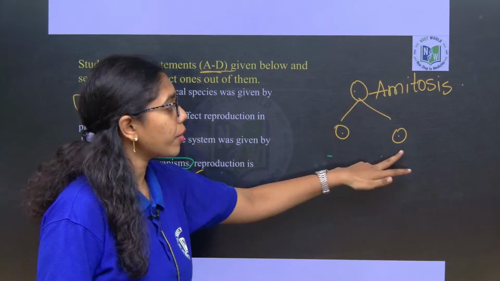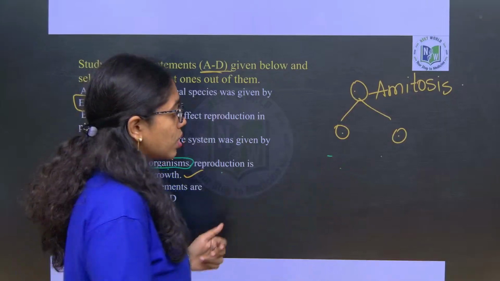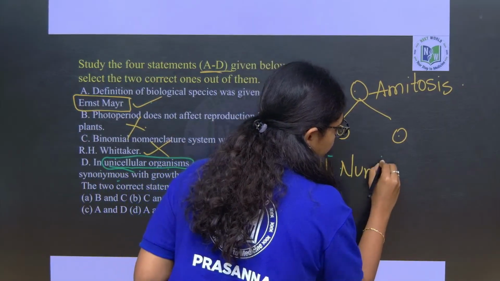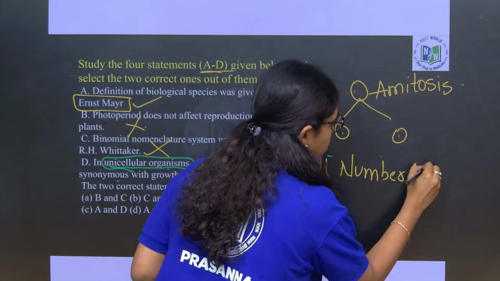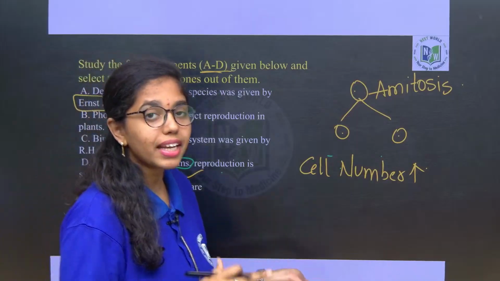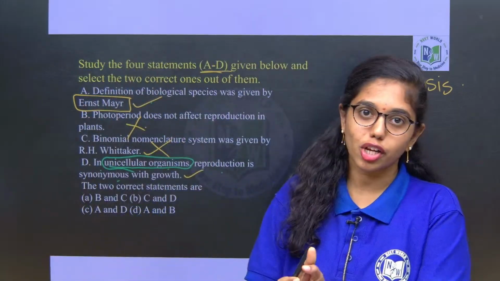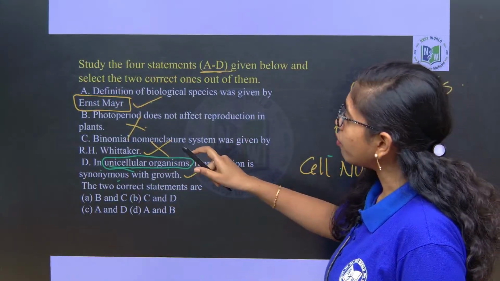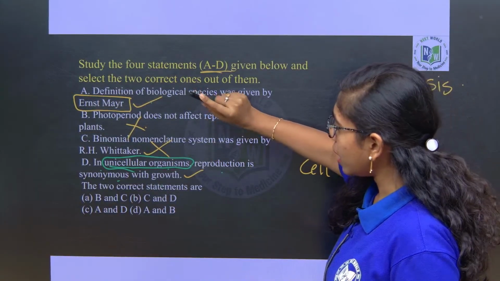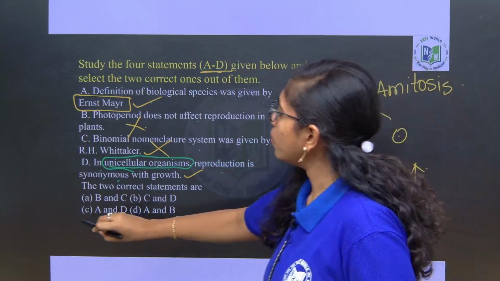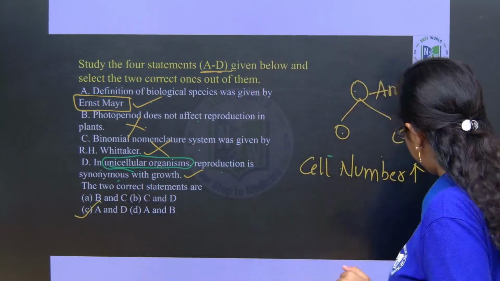As they are reproducing, cell number also increases. So, here cell number is increasing wherein growth is happening, and at the same time reproduction is also happening. So, this is a correct statement. So, if you see, statement A is true and D is true. These two are false. So, you have to go with option C.